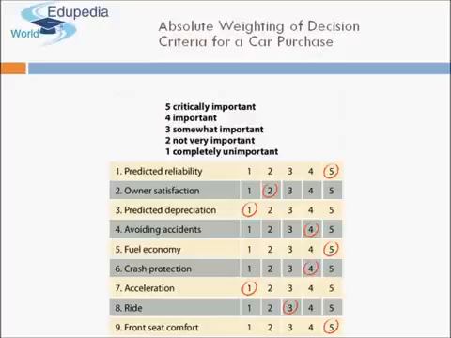Similarly, if we take the example that I had quoted you of the college wherein you have to choose an MBA college, then the criteria would be faculty, placement, fees, infrastructure. So every criterion you give different weight. This is called absolute weight.